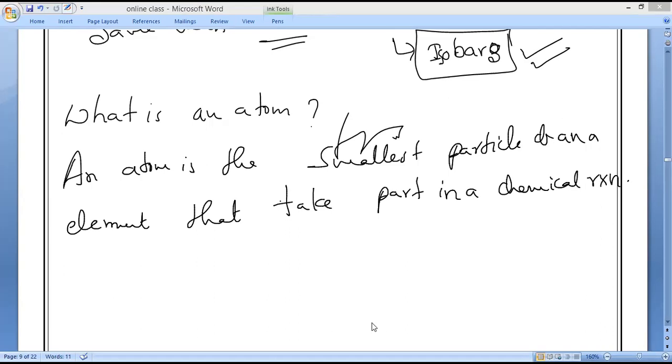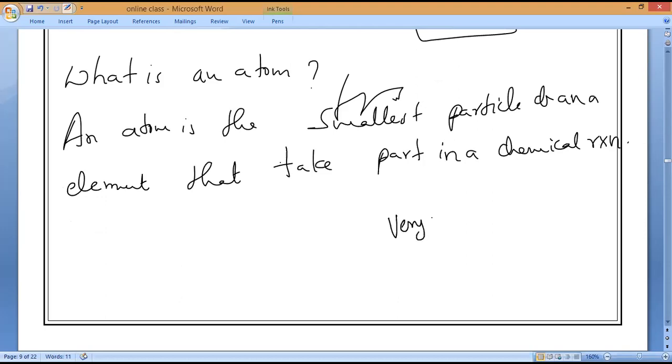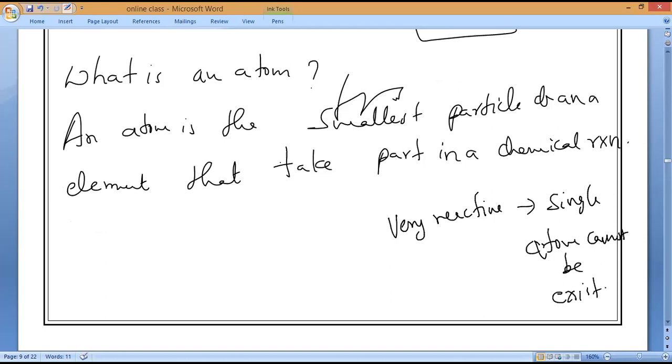Okay. So remember, most of the elements are very, very reactive and they do not exist in the free state. A single atom cannot exist for most of the elements, because they are very reactive. That is why they will always be combined together; they exist in combination with other atoms of the same element.